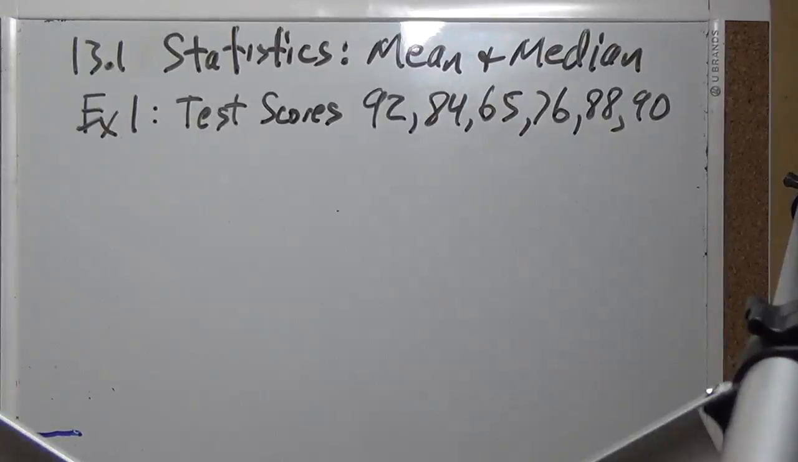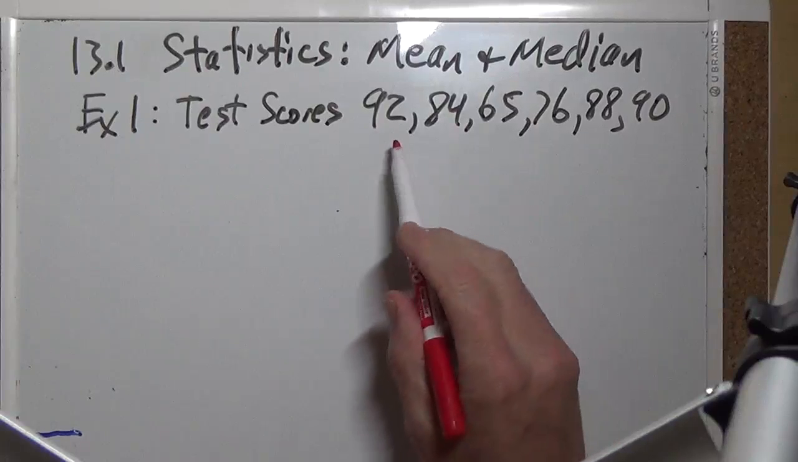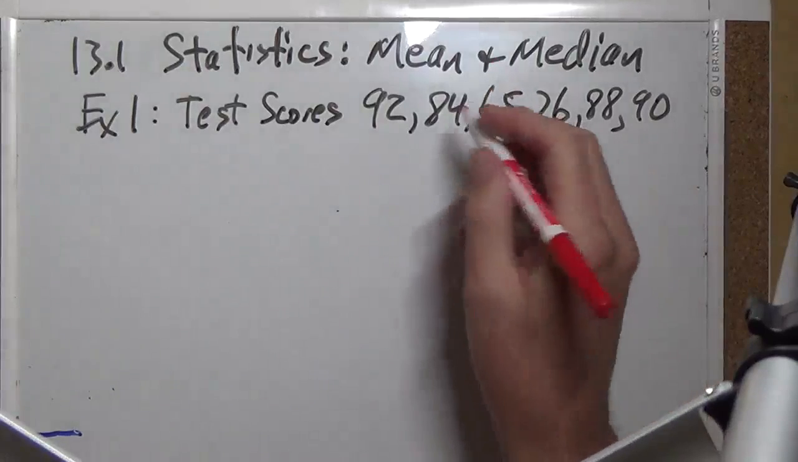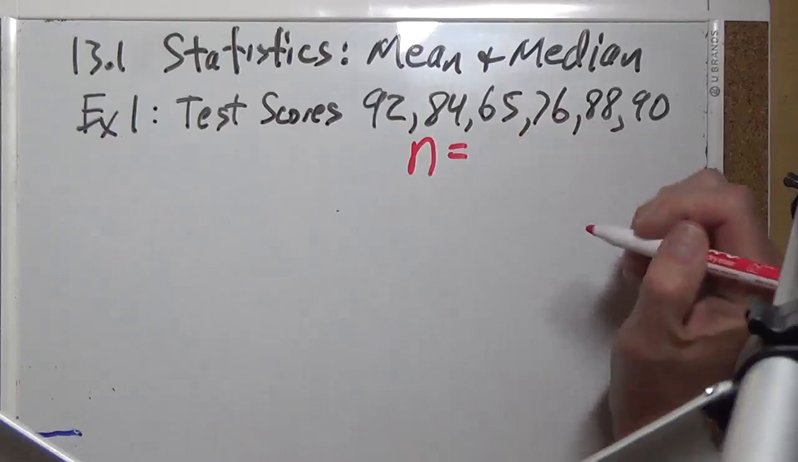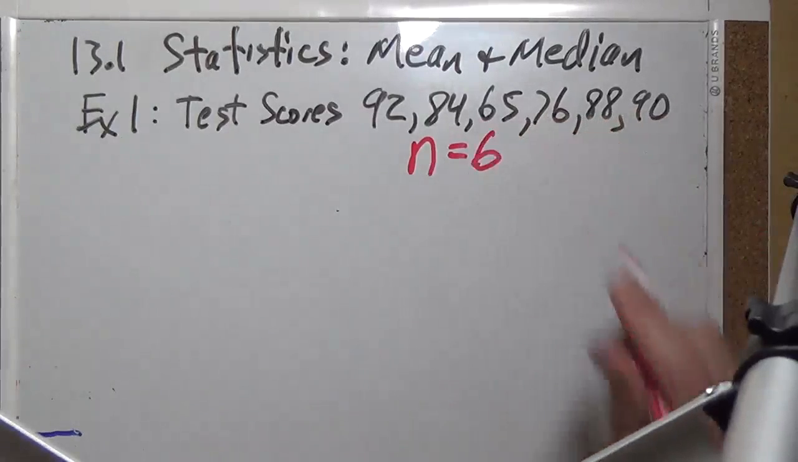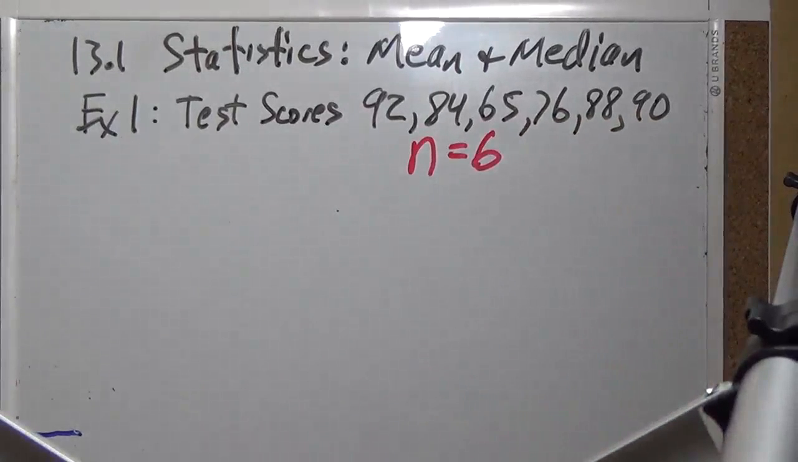So we're starting chapter 13, statistics. This little video will look at the mean and median. So this example one has 6 test scores. Whenever you have a list of data, the sample size, or number of elements in your data, you just count them. So I got 6 things.